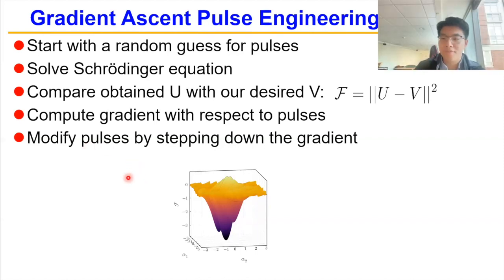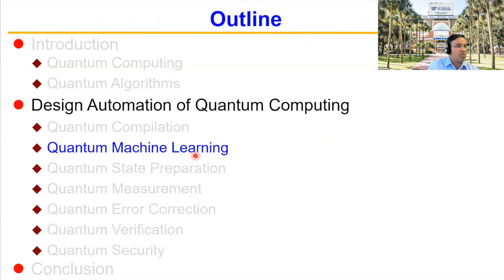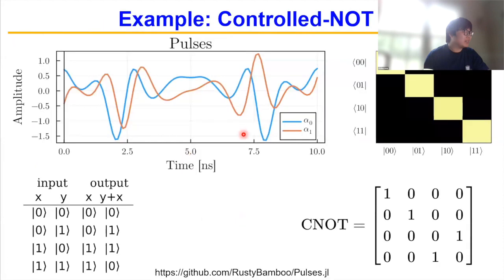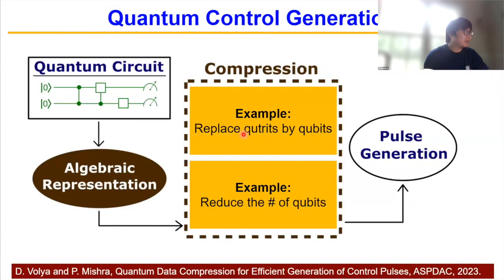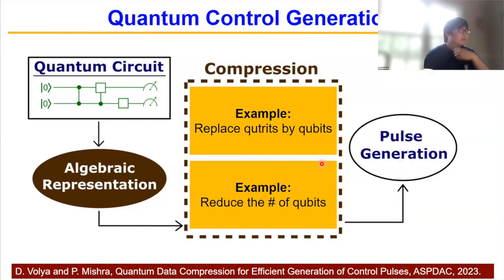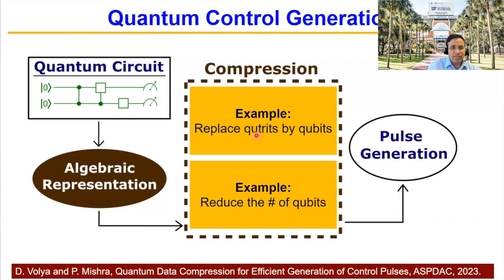Thank you. Go ahead, please. For the compression, what specifically is it doing for the pulse generation part? So if you think of pulse generation, whatever kind of control and pulse you need to control a qubit, it's going to be much simpler and easier. Same thing, if you reduce the number of qubits, then the number of pulses and all of that become much simpler for you.